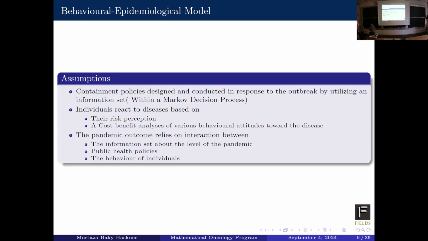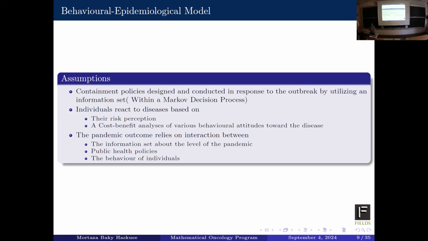On the other side, the people respond to these policies. The people's response depends on their risk perception, first of all, and they analyze the costs and benefits of different attitudes to the containment policies. Here we assume that people have two alternatives: low and high compliance to the policies. Then they will compare the cost of different levels of compliance, and then decide to switch between different alternatives. And here the pandemic outcome depends on the interaction of these policies and the response of the people.